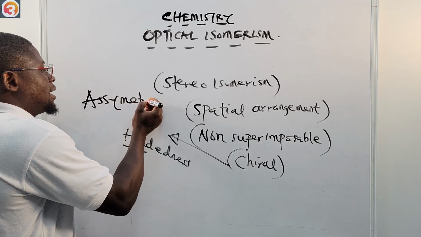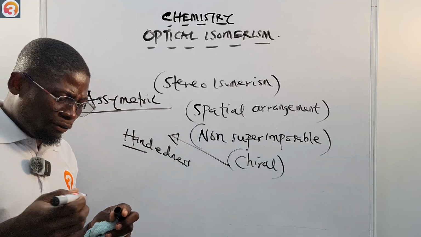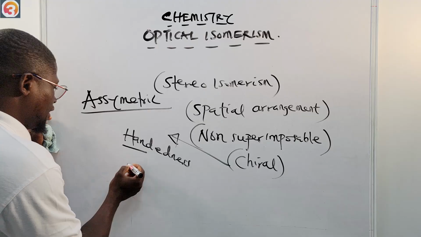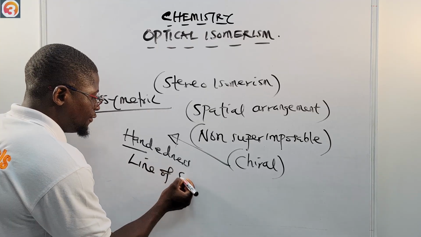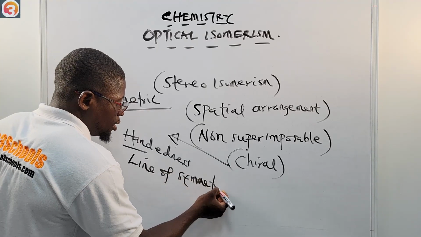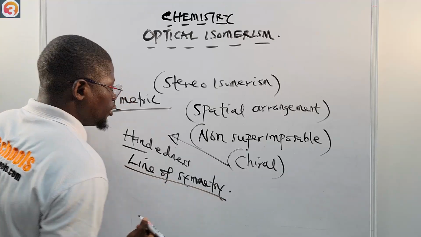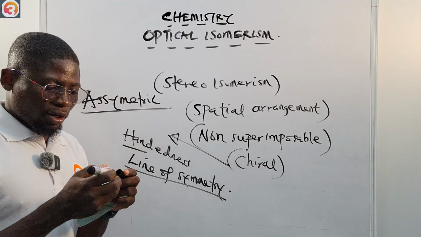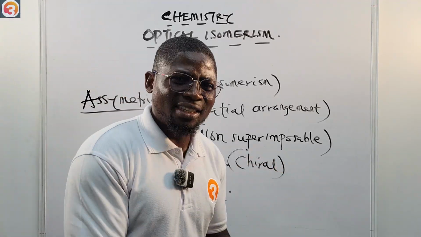And we also say that they are asymmetric. We bring the term asymmetric. That means they lack a line of symmetry. They are asymmetric. So we are going to talk about chirality as we continue.